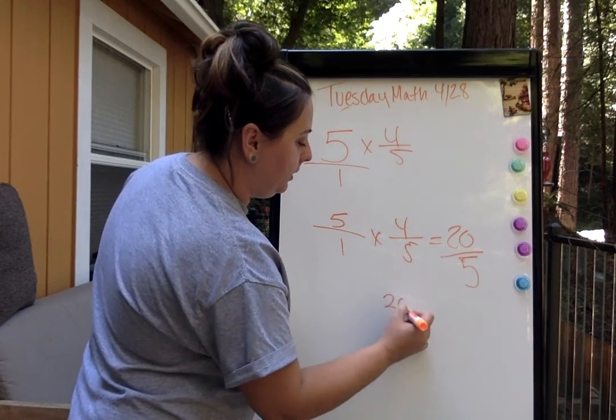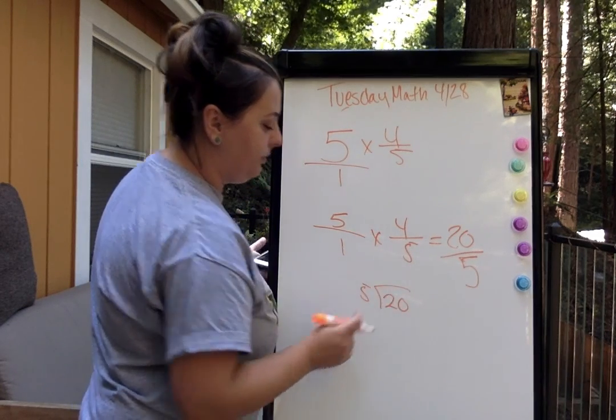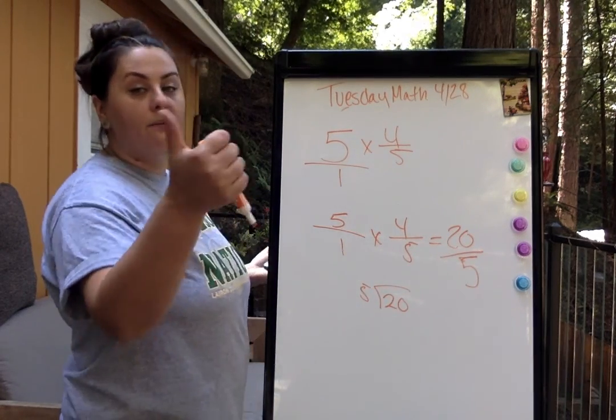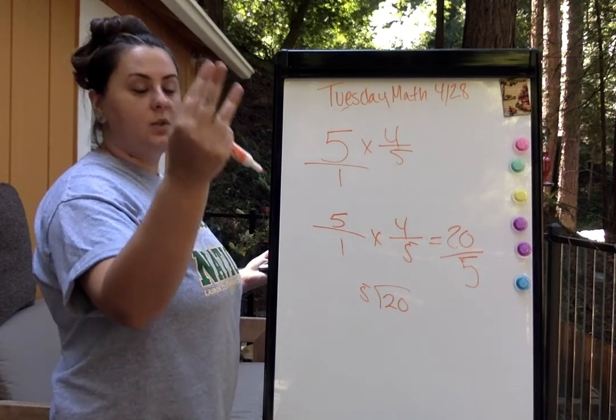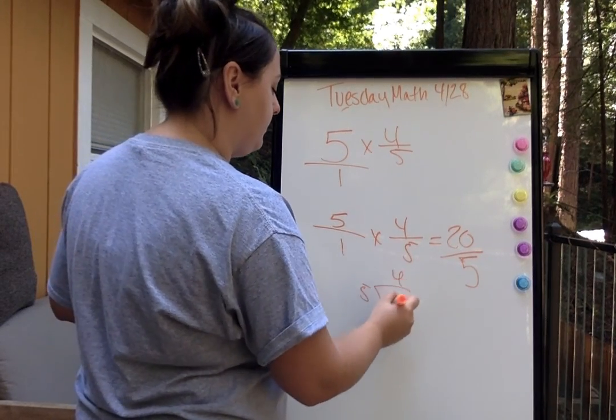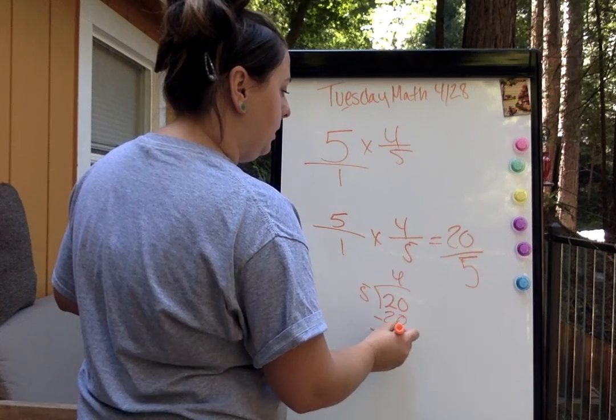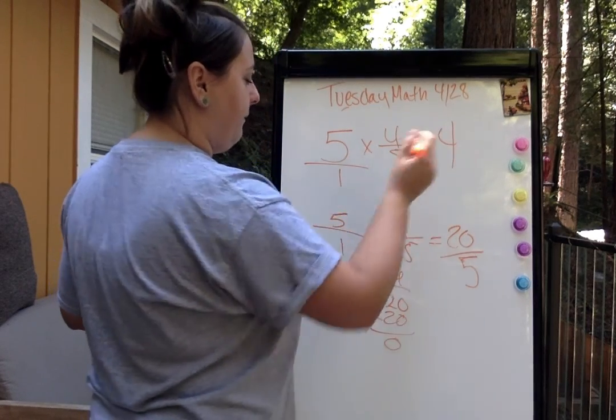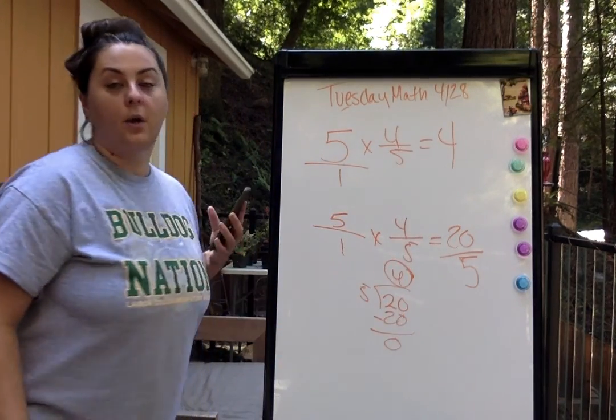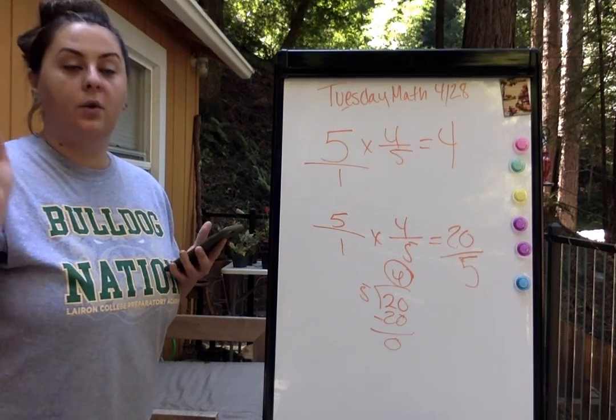So, 20 divided by 5. 5 goes into 20. 5, 10, 15, 20. 4 times. So this is 4. It's your whole 4. Your quotient is your whole number.